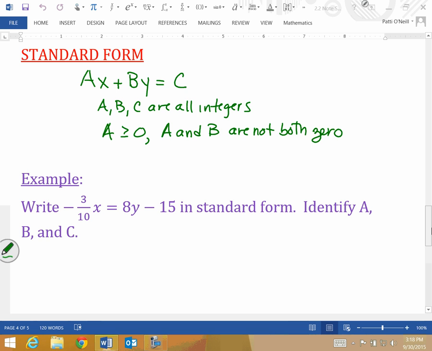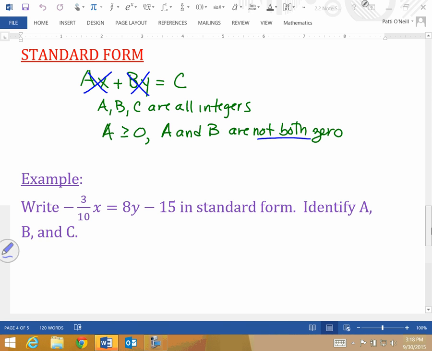What would happen if A and B were both 0? Hopefully you're thinking that if A and B were both 0, that would make the x go away and it would make the y go away, and we would just have c left. So we wouldn't have any type of even an equation at all. We wouldn't have a function to work with at all. So A and B can't both be 0. So our job strictly with this type of situation is to be able to write something that may not be presented to us in standard form initially in standard form.